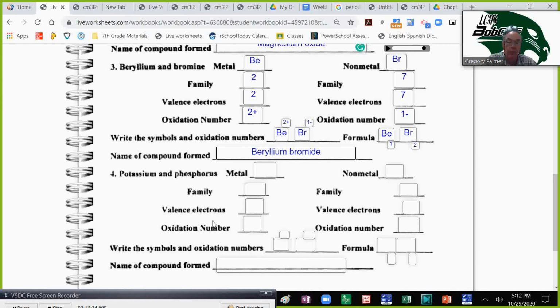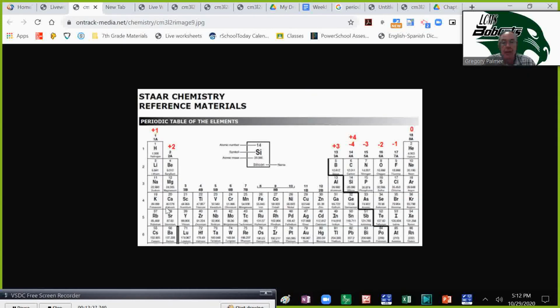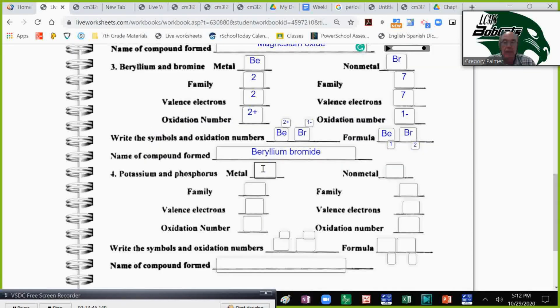We have to look at the periodic table and find out where they are. Potassium is right here in family 1, so its oxidation number is 1. And phosphorus is right here in family 5, so its oxidation number is equal to the number of negative electrons to get to 8. So we're going to come back over here. Potassium is K. It's in family 1. It has 1 valence electron. In family 1, 2, and 3, the oxidation number is equal to the family number. And then the symbol for phosphorus was P. It's in family 5. It has 5 valence electrons. The number of electrons necessary to get to 8 is 3.